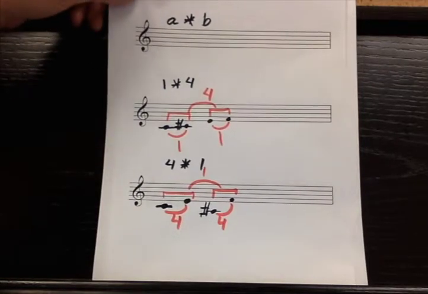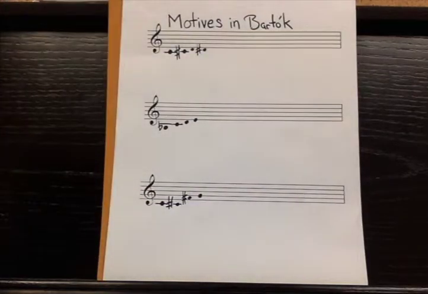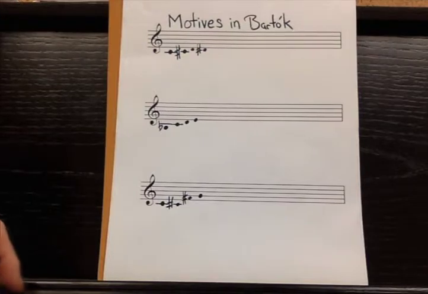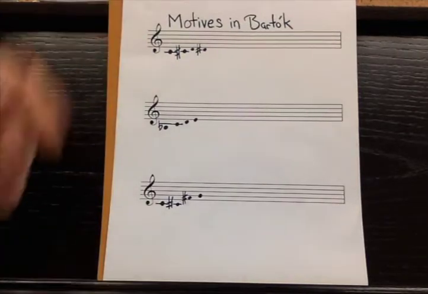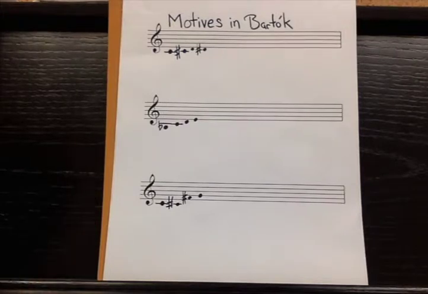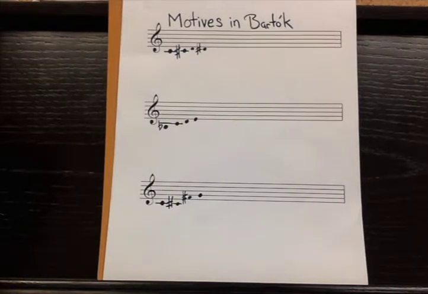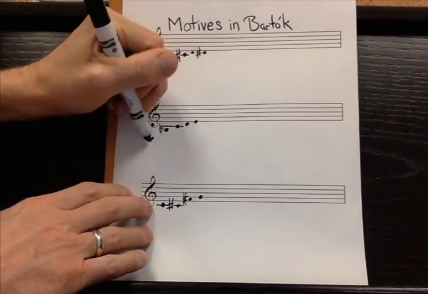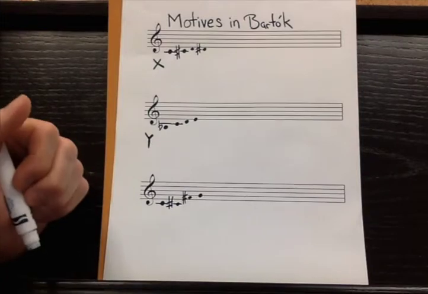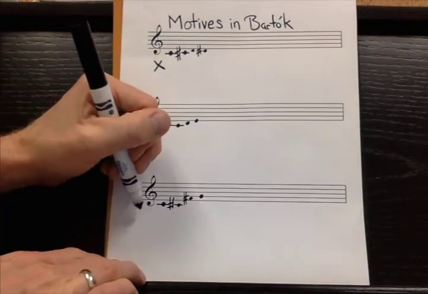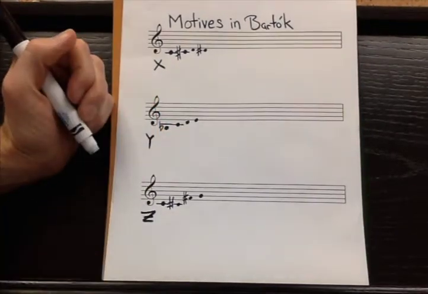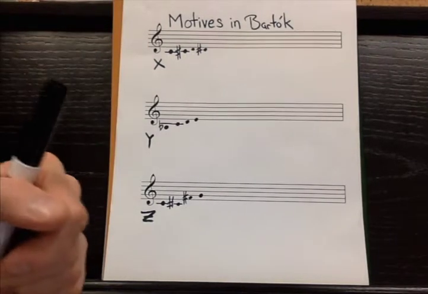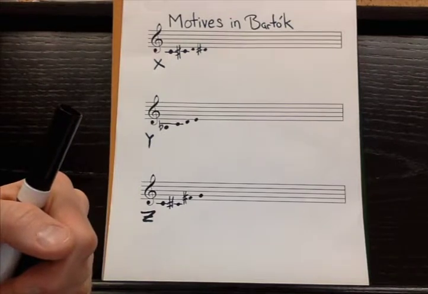Let's see what that has to do with the Bartók string quartet. Here are the main motives that we looked at in the string quartet number 4, first movement. And these motives happen in a lot of Bartók pieces. The first one we called X. And that's that semitone cluster. The next one was Y. That's the whole tone cluster. And the last one is Z. And sounds like that. And let's see how these can be generated with transpositional combination.